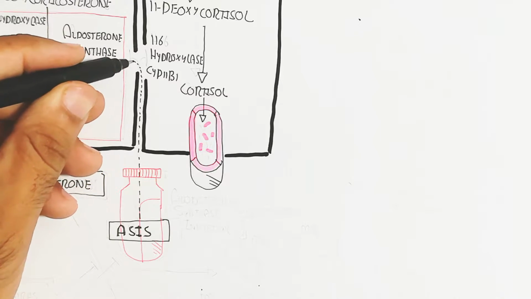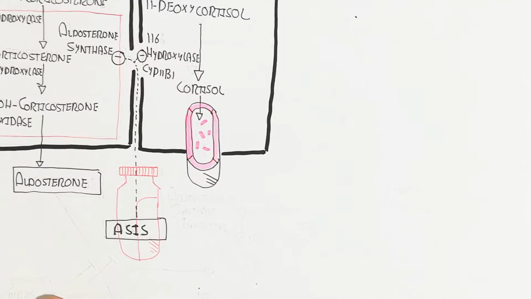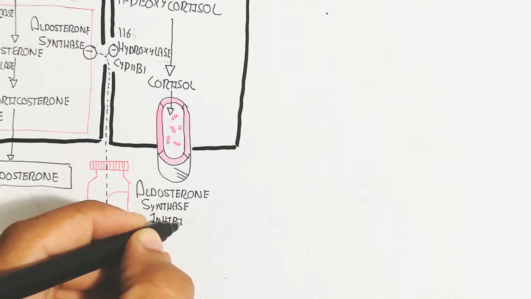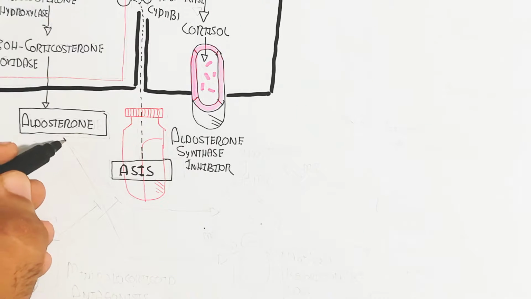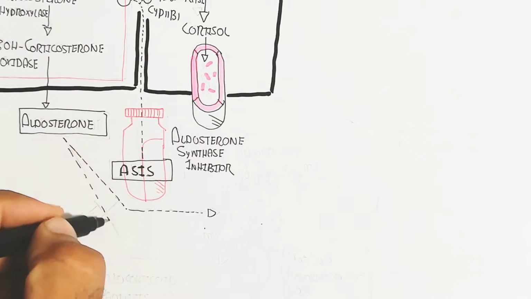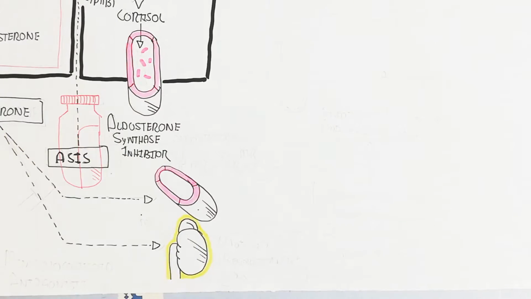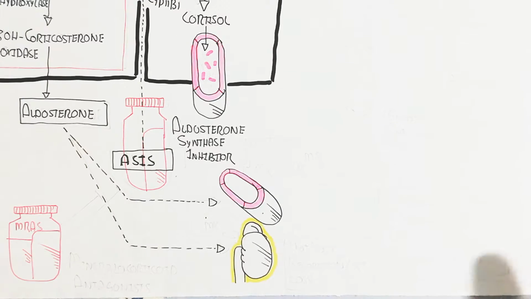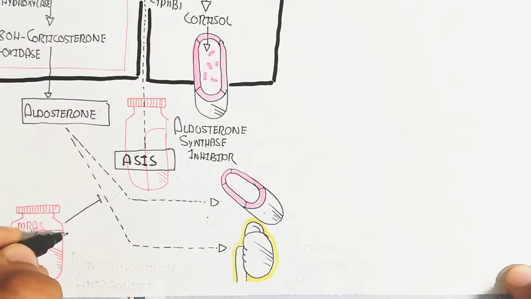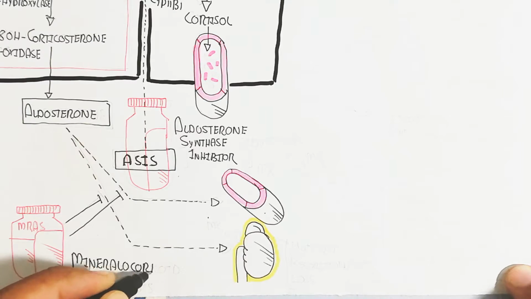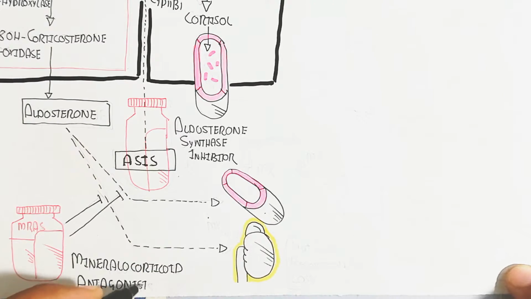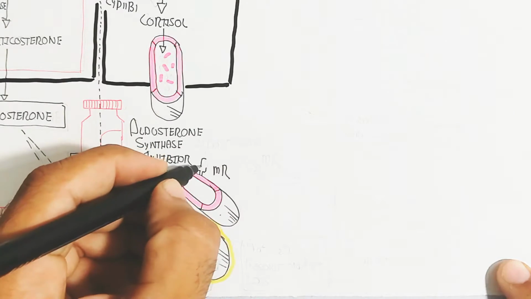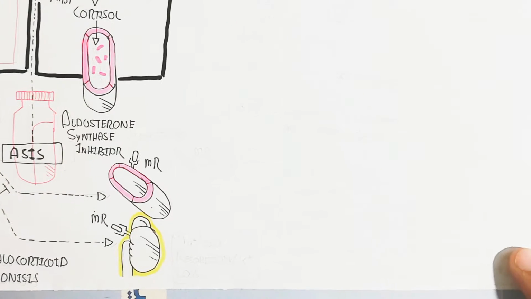And here you can see the inhibition of the hydroxylase and synthase enzymes. So the aldosterone synthase inhibitors are the ASIs. Here you can see the aldosterone, which will target the blood vessel and kidney as well as the heart. So these are the MRAs, the mineralocorticoid receptor antagonists, which target the mineralocorticoid receptor of the blood vessel, the kidney and the heart.